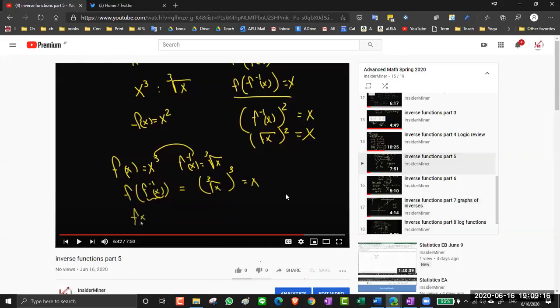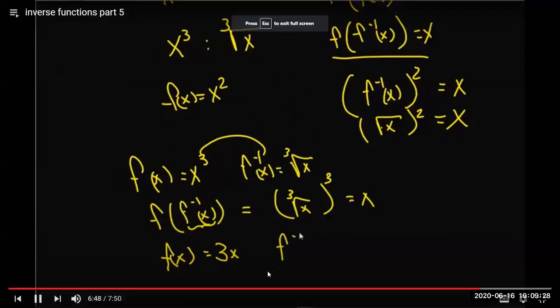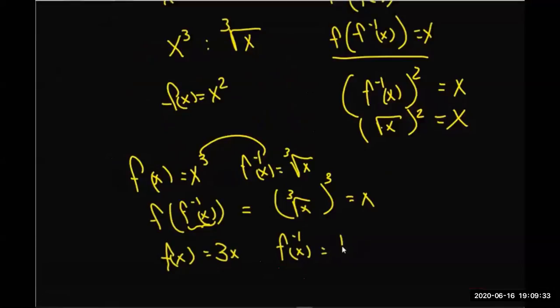Okay, sorry about that. I want to give you one more piece of information before you do that exercise. Let me just go through this a little bit more. f of x equals 3x. What's the inverse going to be? It turns out that the inverse is going to be 1/3 x, or x over 3.